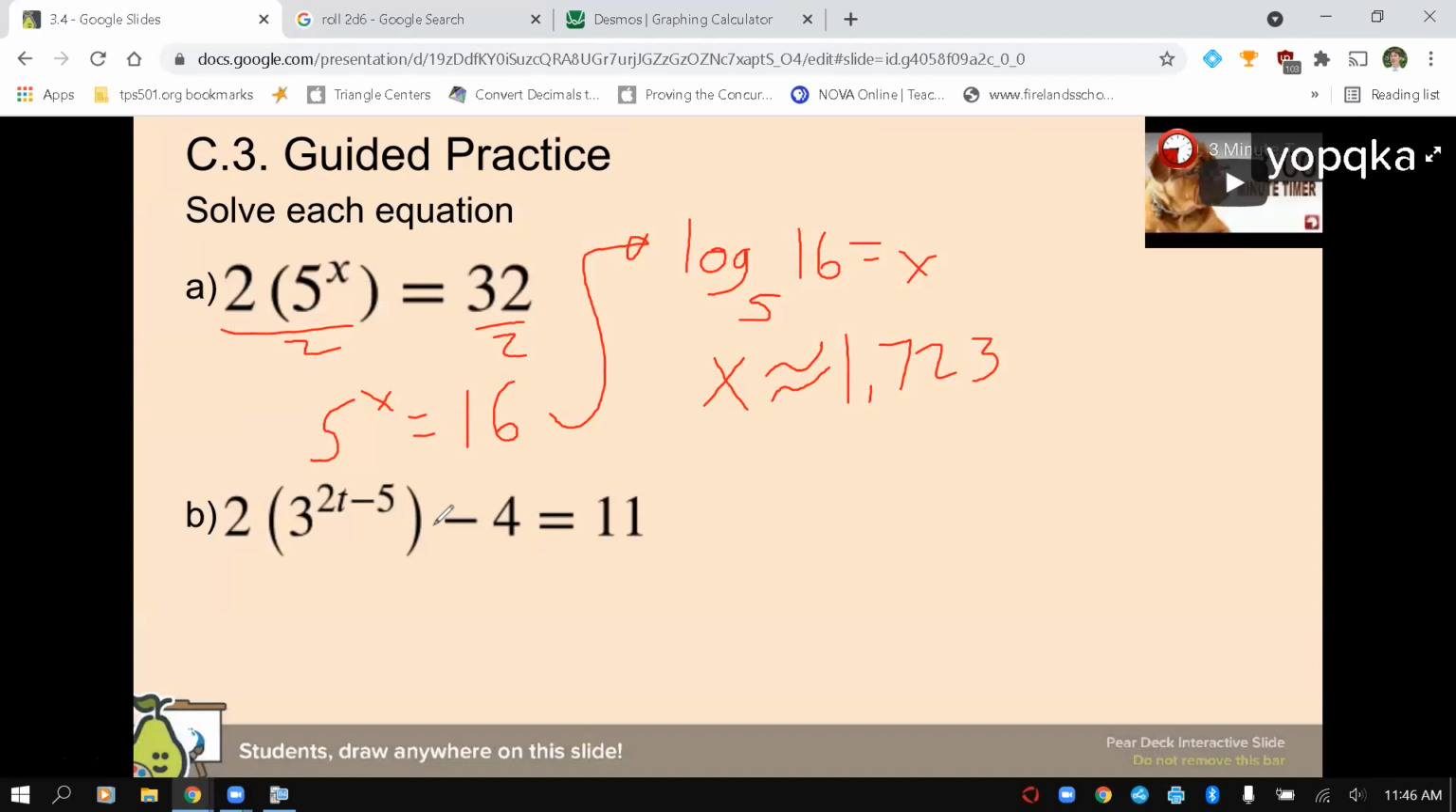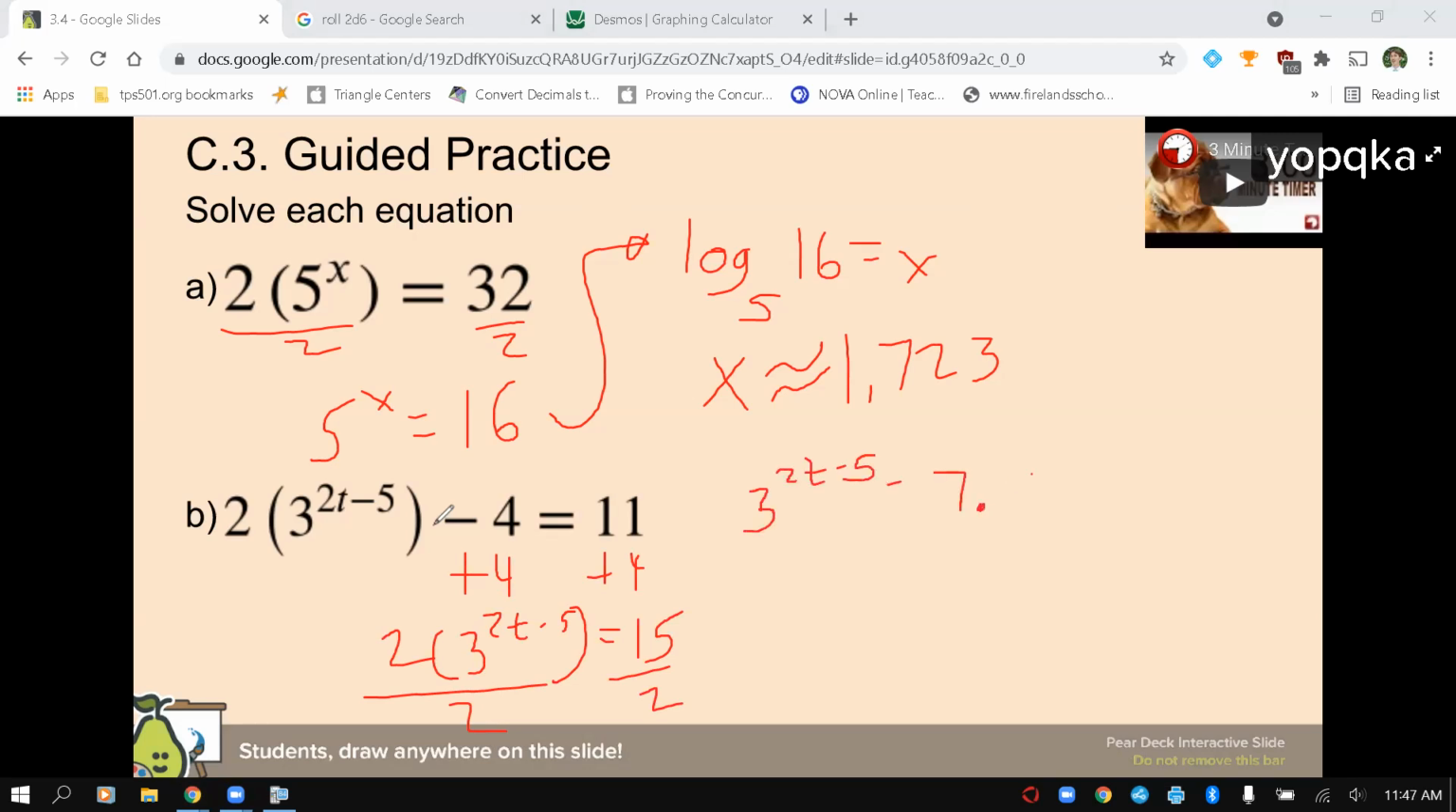You see what you do? What do I do? It's the math. What's the math? You add 4 to both sides. I did it. Now what? Well, then you're gonna divide by 2 on both sides. I did it again. Okay, now I have done it. Now what? So then you do log base 3. Yes. 7.5 equals 2t minus 5.